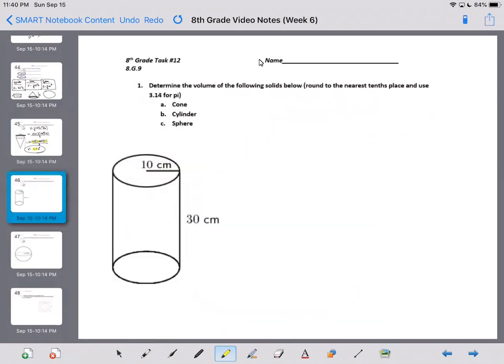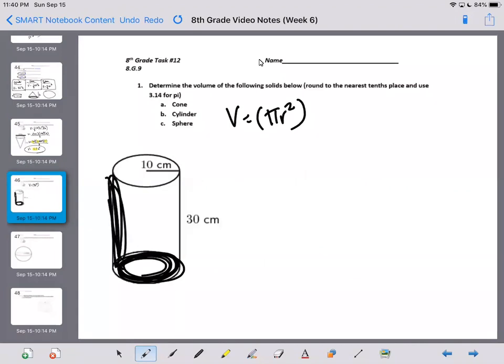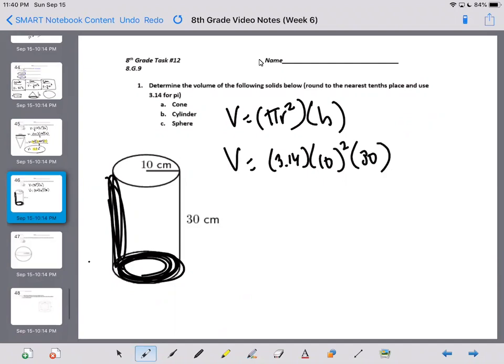Now let's look at a cylinder. So the volume of the cylinder is just going to be your pi r squared, which is the area of your base, right? But then you've got a height that you're dealing with. So we've got to bring in the height. So the volume would be, we can use 3.14 as pi. The radius is going to be 10, and we're going to square that, and the height is going to be 30. So we're going to have 3.14 multiplied by 100 multiplied by 30.